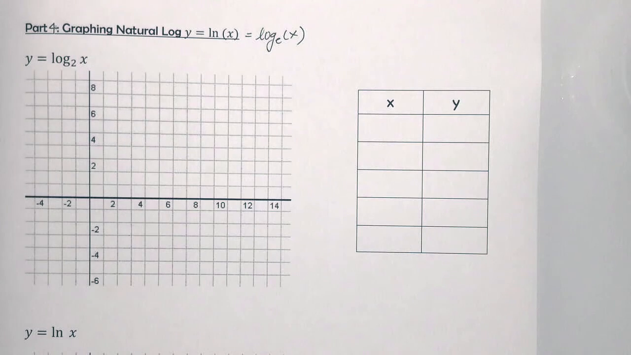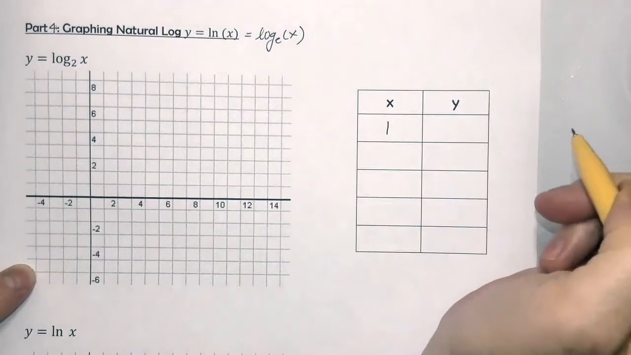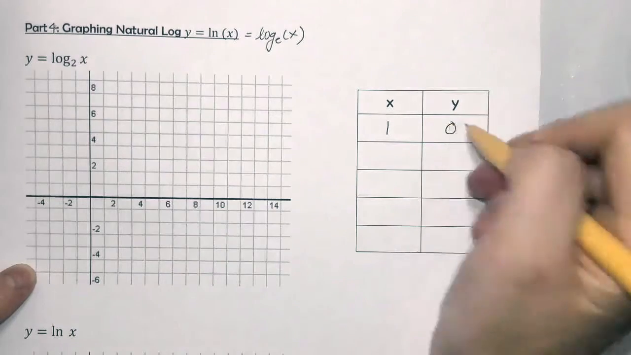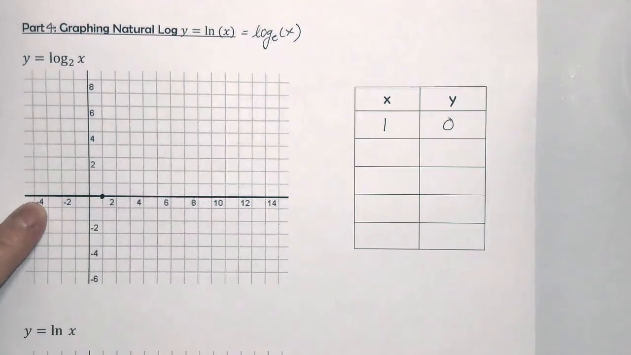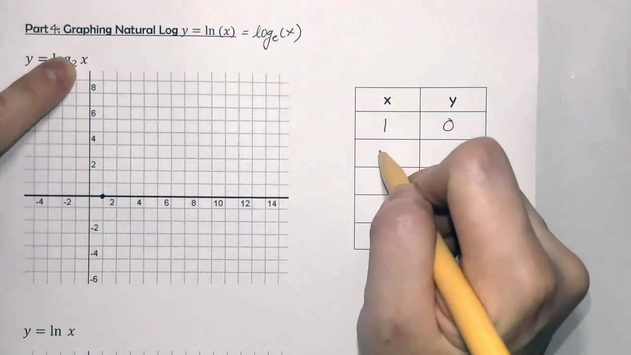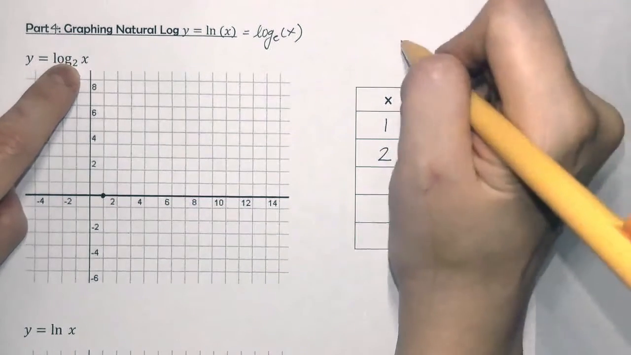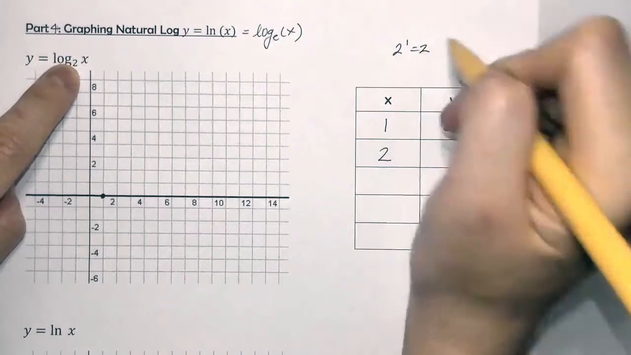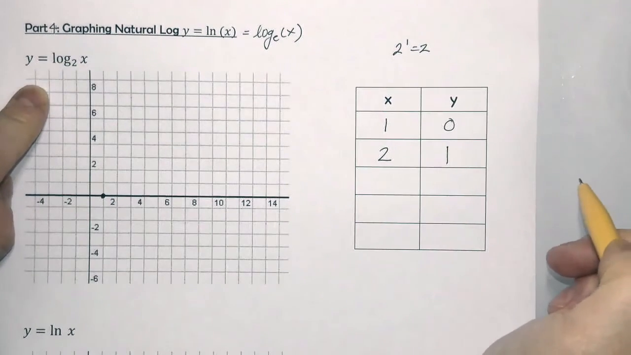Well, first thing you should remember is that whenever you take log of 1, no matter what the base is, it's always equal to 0. So we start with (1, 0). And then another number I can plug in for the x, easy one, is 2, because 2 to the power of 1 is equal to 2. Therefore, my y value would equal 1, right?